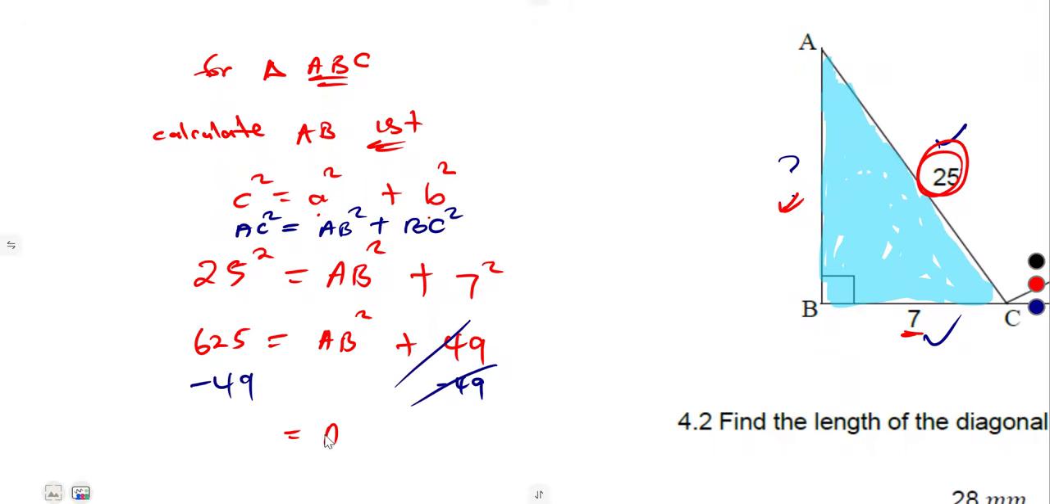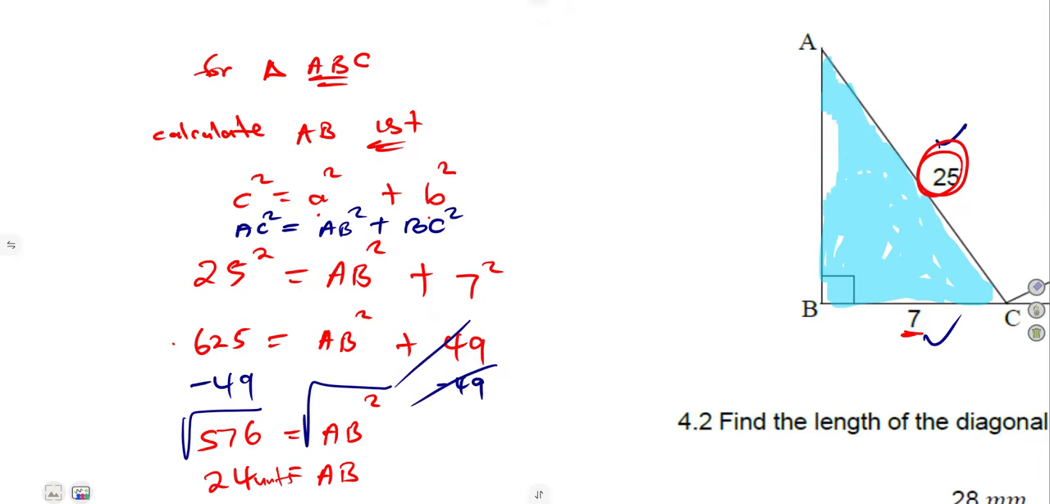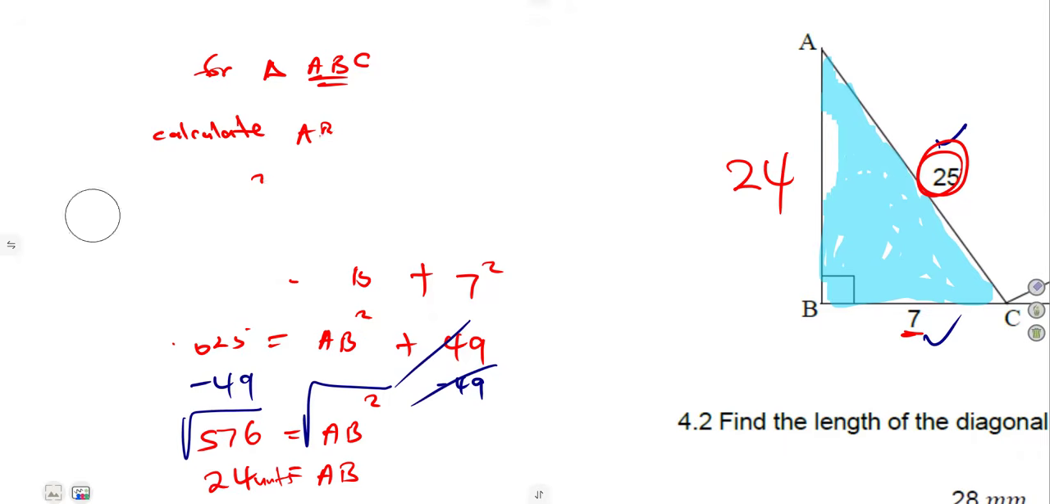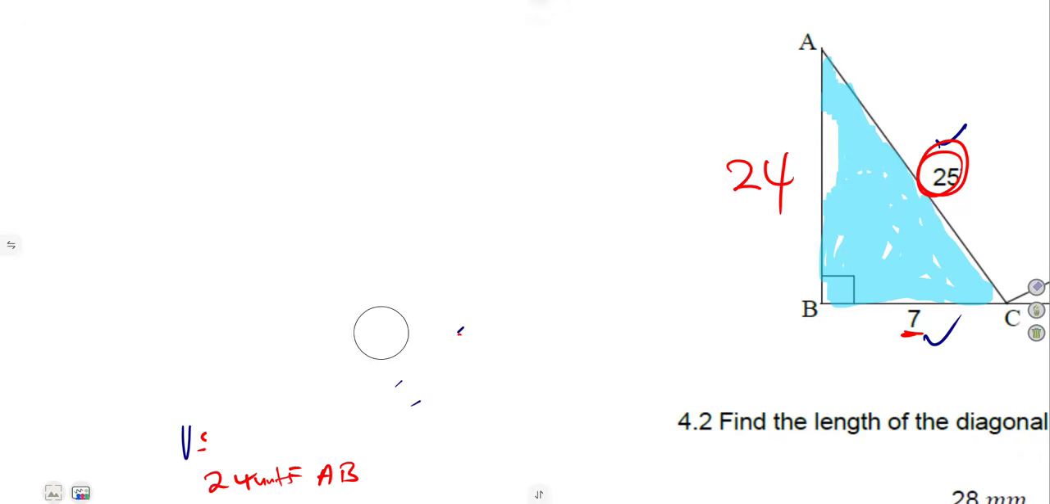You're going to get AB squared equal to 625 minus 49, which is 576. To find AB, introduce the square root both sides of your equation. So therefore, your AB is going to be 24 units, as we are not given centimeters or what. This is 24 units. Therefore, the area can be calculated having the base and the perpendicular height, the two which are at 90 degrees.